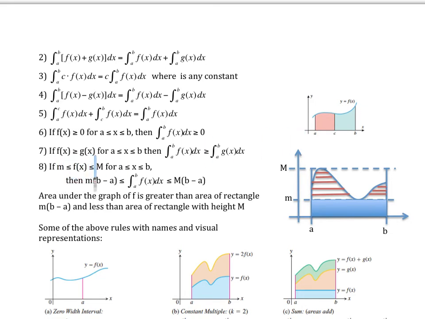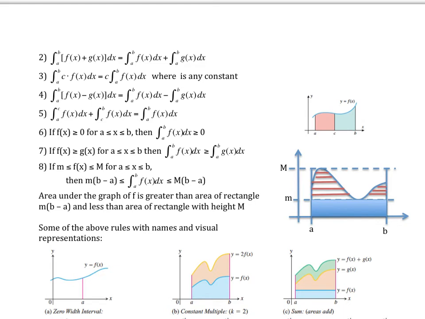If f of x is greater than g of x for x between a and b, then the integral from a to b of f of x dx is greater than the integral from a to b of g of x dx. So if this function's bigger, it's going to generate a larger area than g of x. And if f of x is between little m and big M for x between a and b, then m times b minus a is less than the integral from a to b of f of x dx, which is less than big M times b minus a. This is what this is saying.